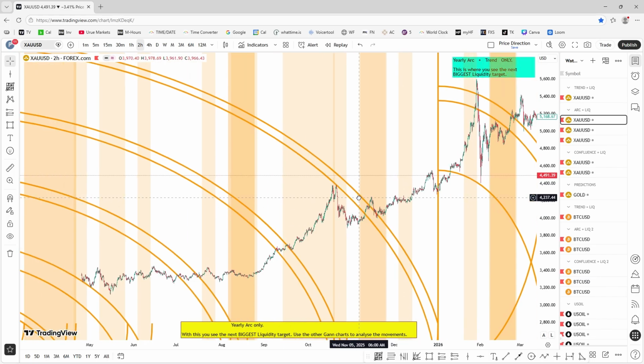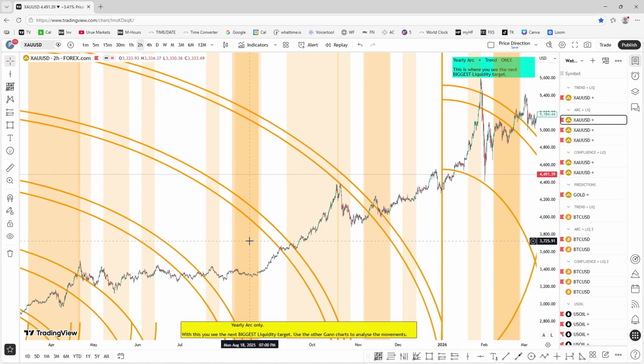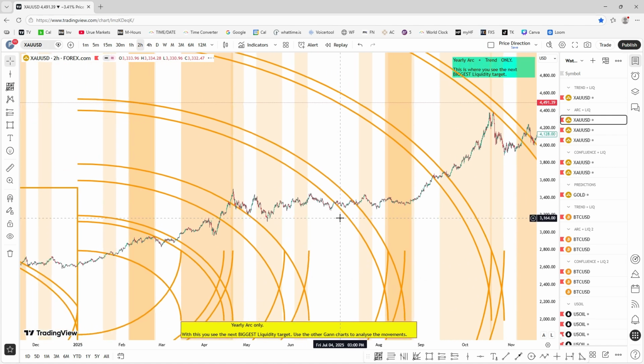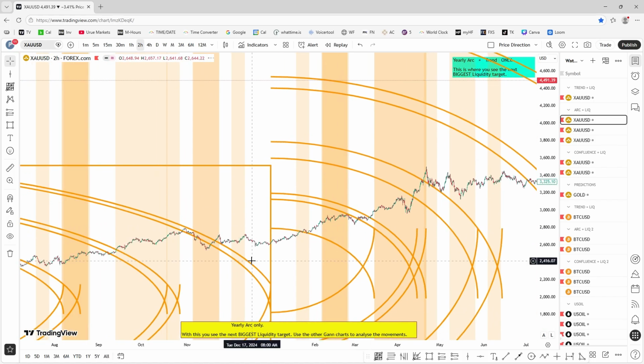So what you have on the screen right now is the Gann arc for gold. Now, I'll take you through how to see the next big target, the next biggest target, where gold is looking at, where it is going. That's what we want to show you. And as you can see, we just want to show you the bare chart that shows only the trend and the Gann arc.